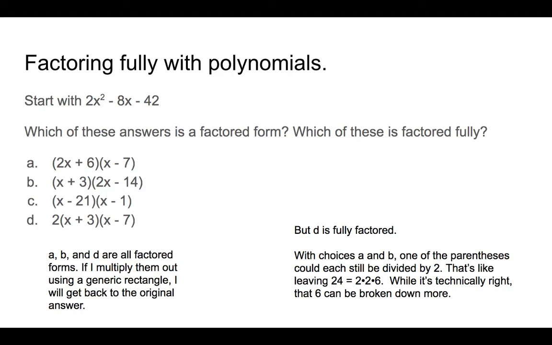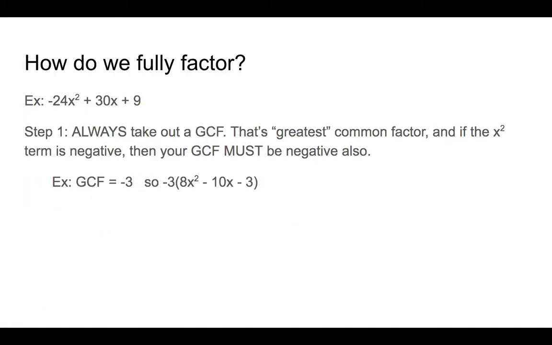With choices A and B, like here, choice A, there's still a 2 that divides out of this. That would make it match the first parentheses of B. In B, there's a 2 that could be factored out of this one. That would make it match this second parentheses of A. So you can see that the pieces are all there, but it's D that's fully factored. We need to get it so that it's all the way down and there's nothing left to do. So how do we do it?